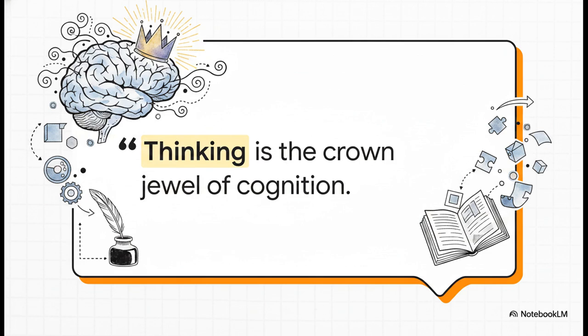Thinking is the crown jewel of cognition. It is the process by which a new mental representation is formed through the transformation of information. If you want a definitive, highly testable conceptualization of what thinking actually means in a rigid scientific context, write this quote down right now. It's all about transforming what you already know into something entirely new.